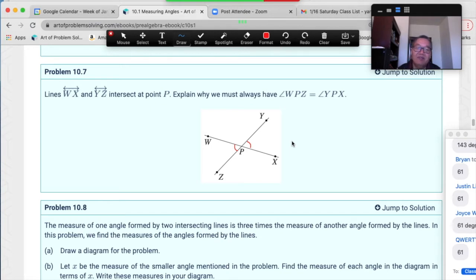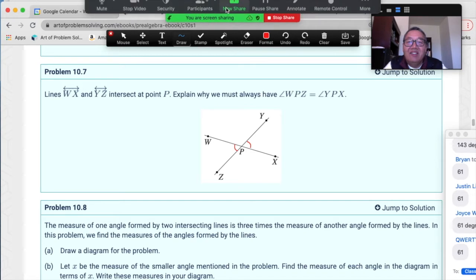Eric? Well, I guess I know, but I don't really know how to explain. I guess they intersect at point B, and they're just both like the same. Mm-hmm. So yeah, you can use a straight angle to explain this. Okay. So they're the same.